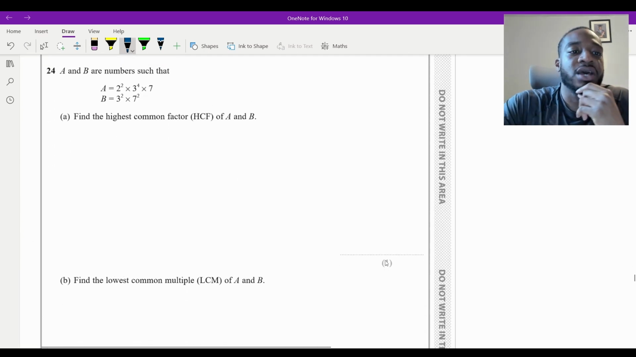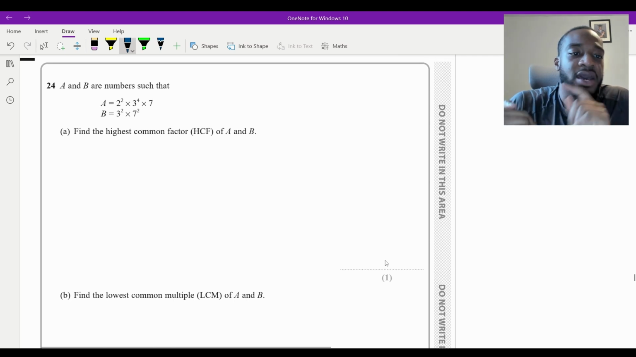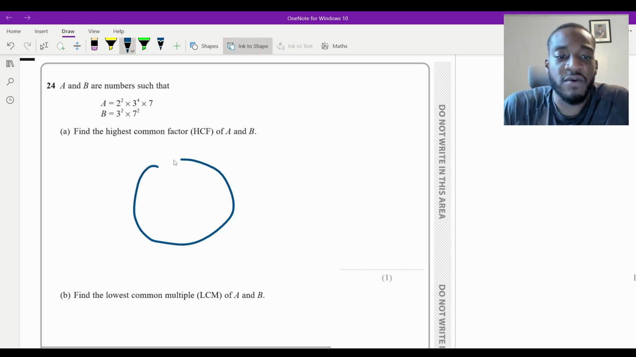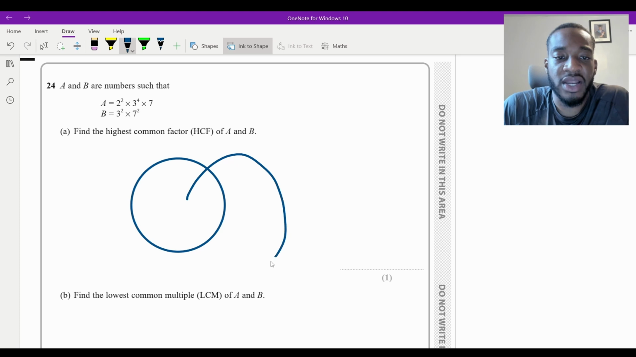Question 24 says A and B are numbers such that A is equal to 2 squared times 3 to the 4 times 7, and B is equal to 3 squared times 7 squared. Find the highest common factor, HCF, of A and B. So what I would like to do with this type of question is I would always draw a Venn diagram just to make it super clear.